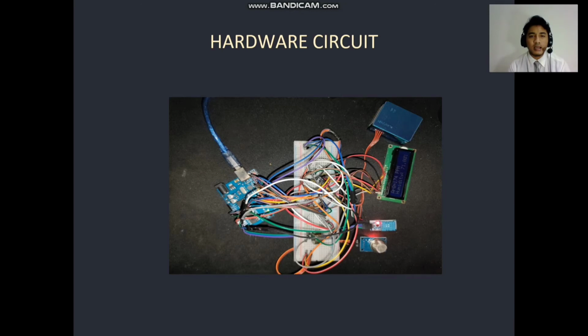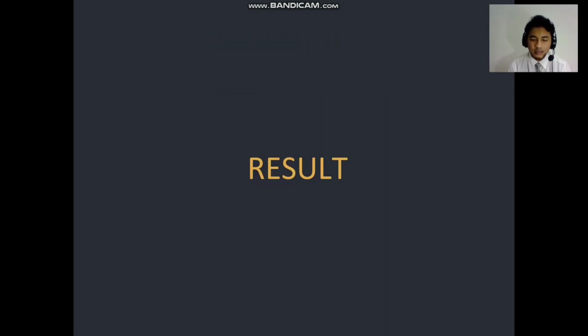Okay, this is the photo of the hardware circuit. The circuit that has been created, or taken from the internet, has been implemented on this breadboard. Okay, this is my result.